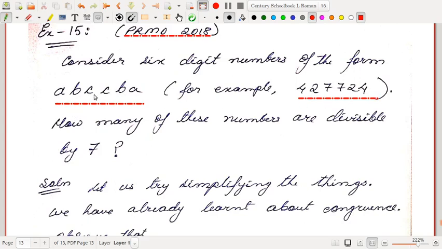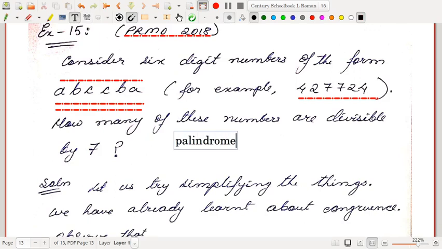So these are actually palindromic numbers. These are called palindromes. If you read it from this side to this side, or from this side to this side, the number is the same. Okay, it's a palindrome. So let me just write. Palindromes are words or numbers like 1 2 3 3 2 1.